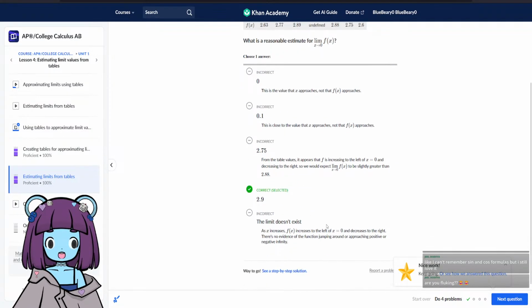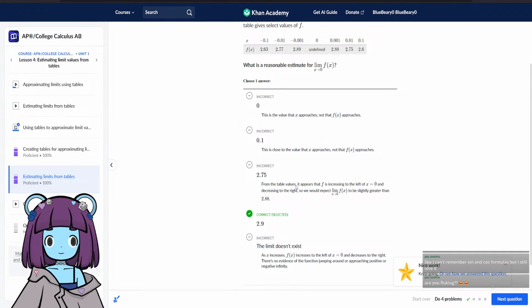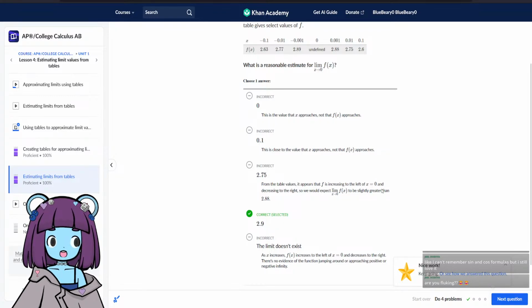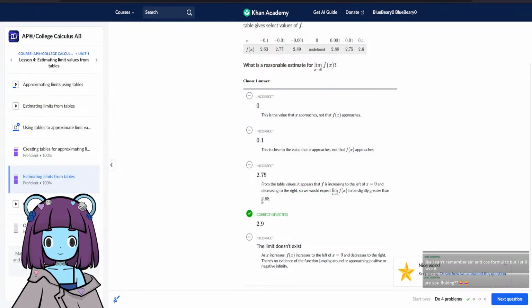The limit does exist. There's no evidence of the function jumping around or approaching positive or negative infinity. From the table values, it appears that f is increasing on the left and decreasing to the right, so you would expect the limit value to be slightly greater than 2.88.